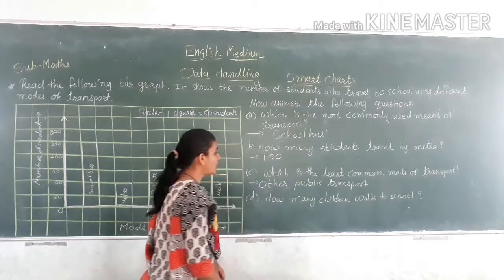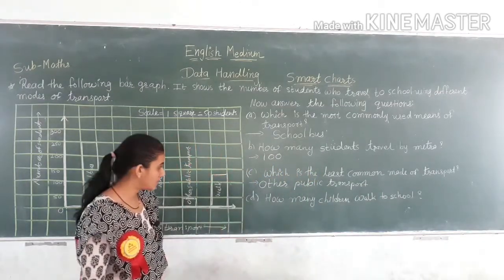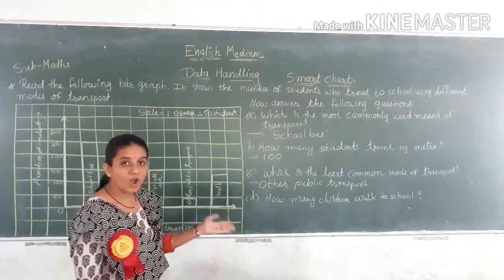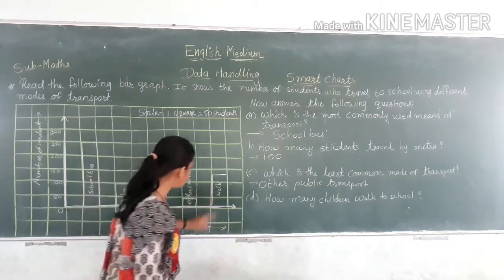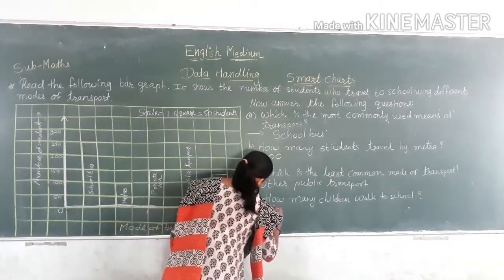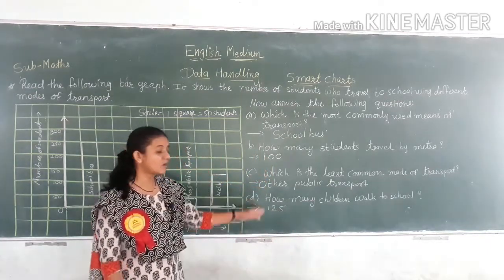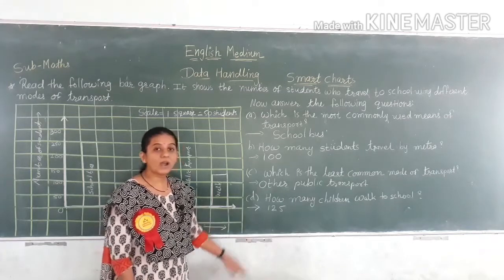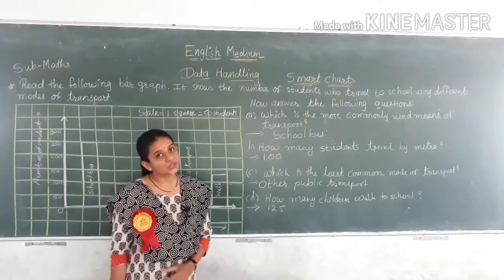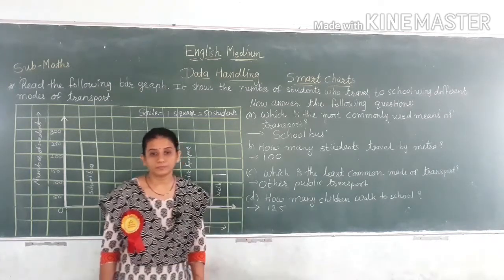Now, how many children walk to school? 125 children walk to school. So, 125 students walk to school.